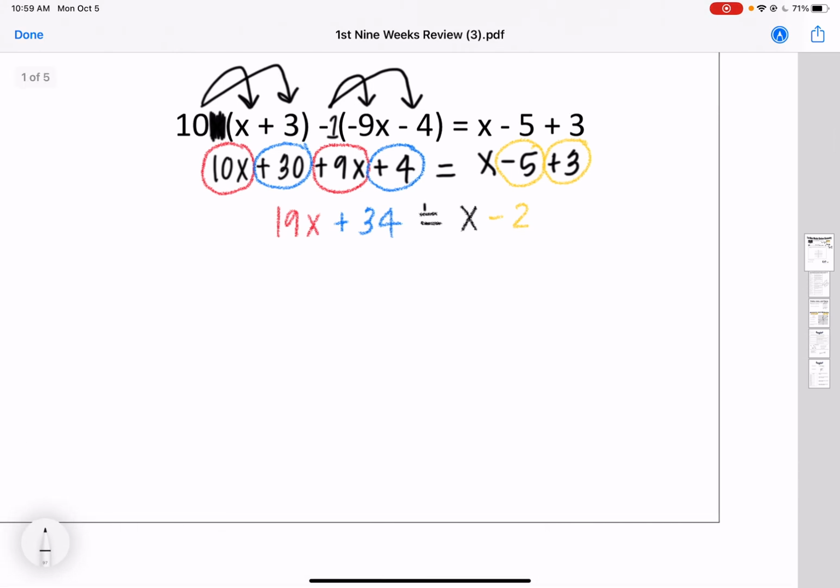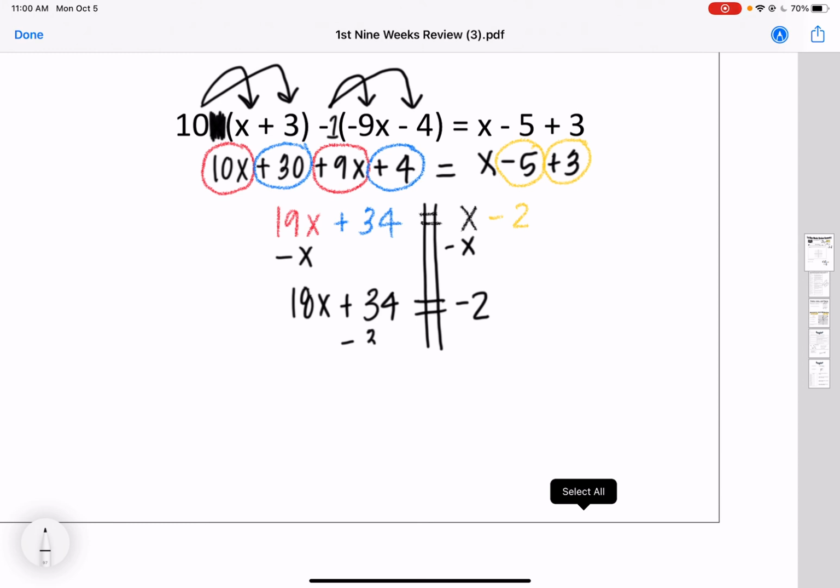Okay, now we can set our railroad tracks and move things from left to right. So I'm going to move my x's like I always do. It doesn't necessarily have to be the first step, but it is what we're solving for, so I want to make sure I keep my x's positive. So I'm going to subtract my x. Well, 19x minus x is 18x plus 34 equals -2.